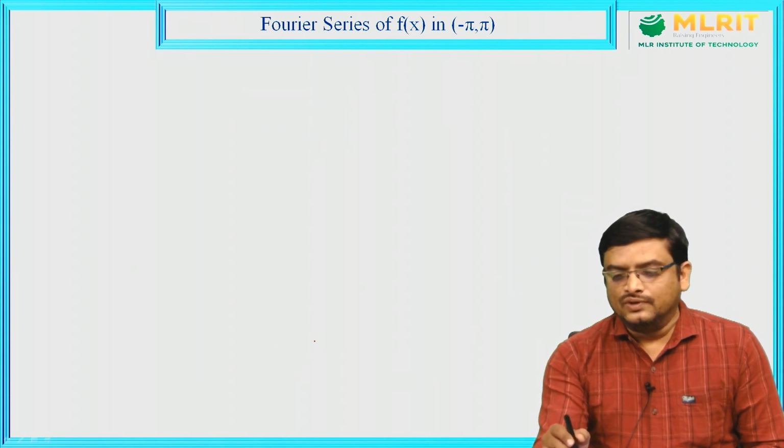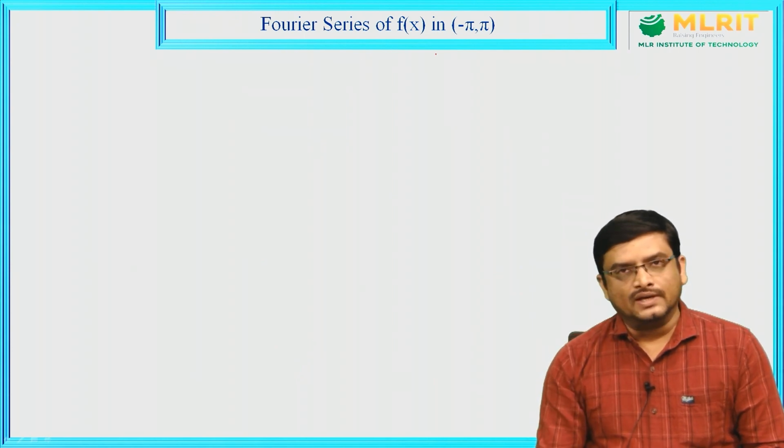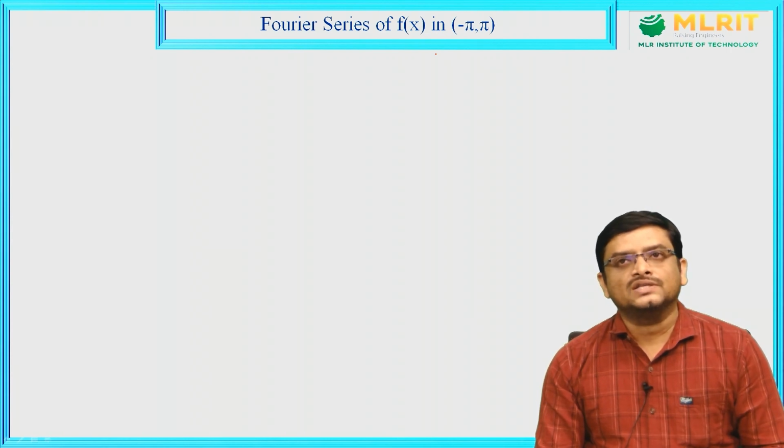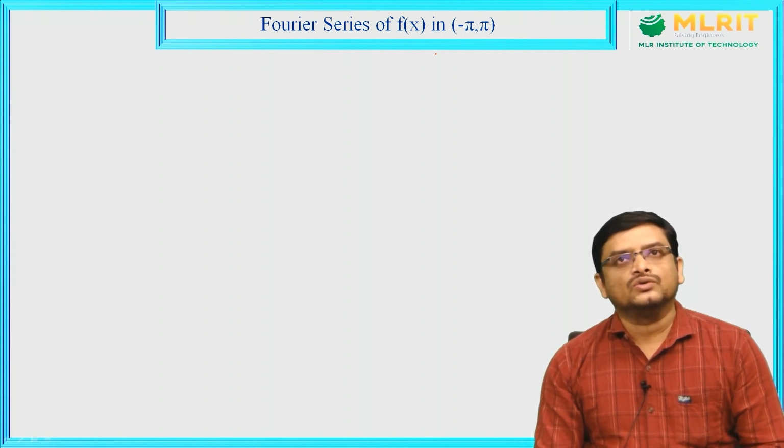We will take the Fourier series of f of x in the interval minus pi comma pi. In this I am taking the function as neither even nor odd. Whenever f of x is neither even nor odd in the interval minus pi comma pi, we will see how to find out the Fourier series expansion here.